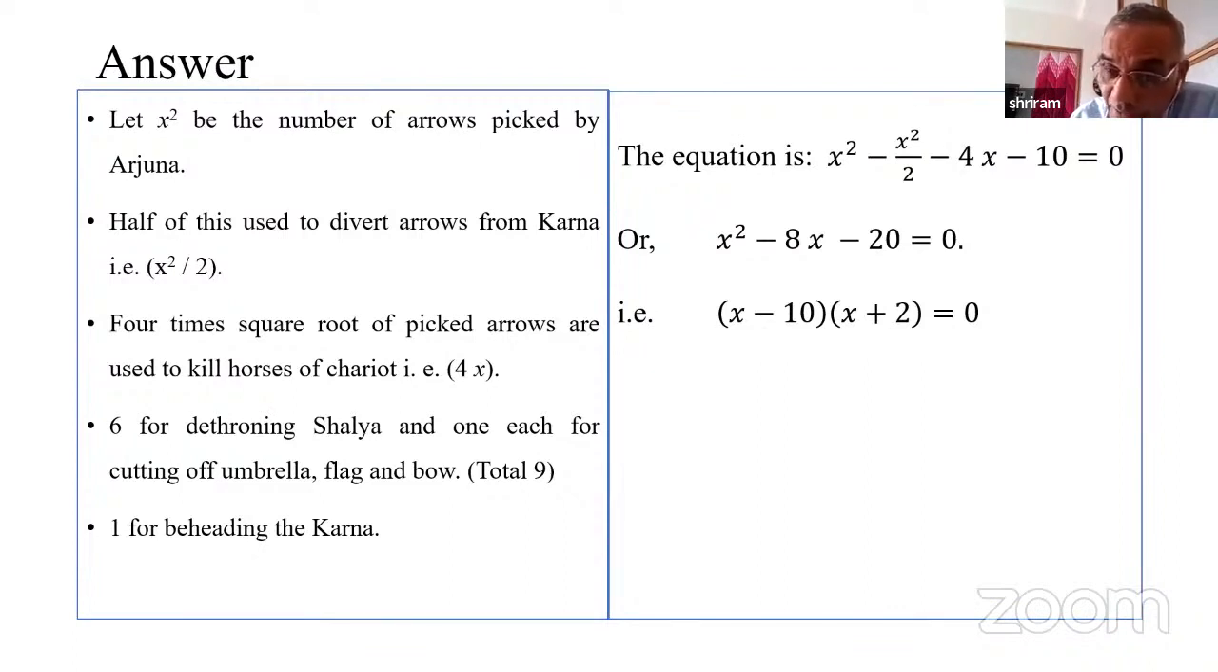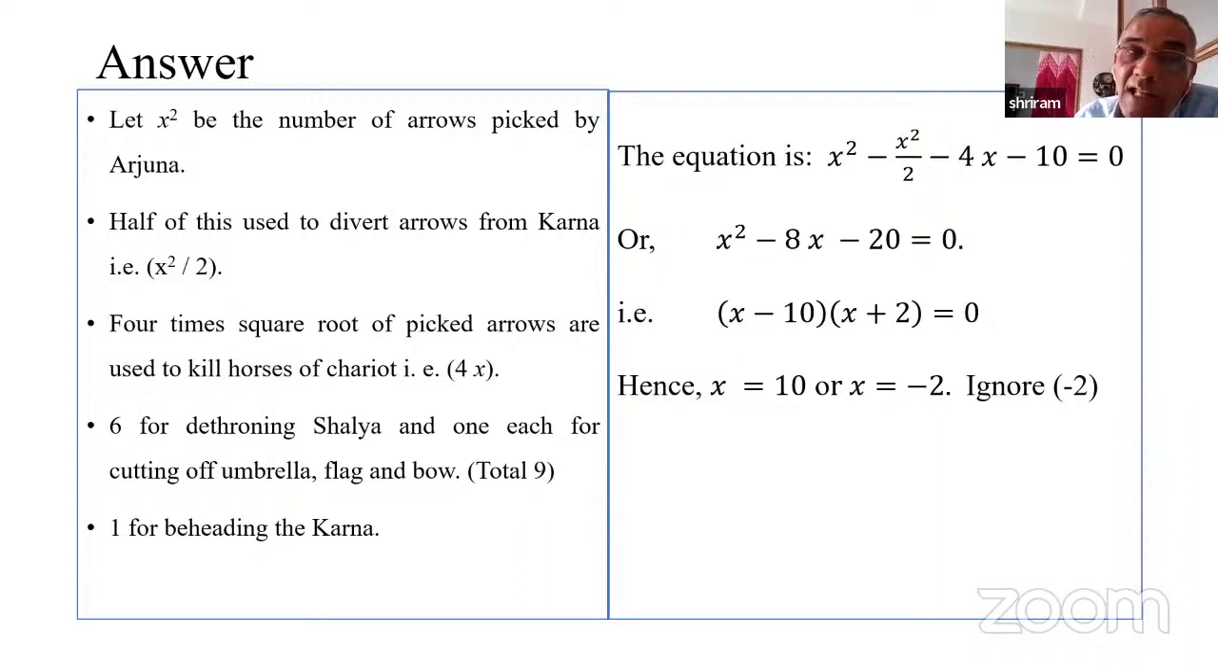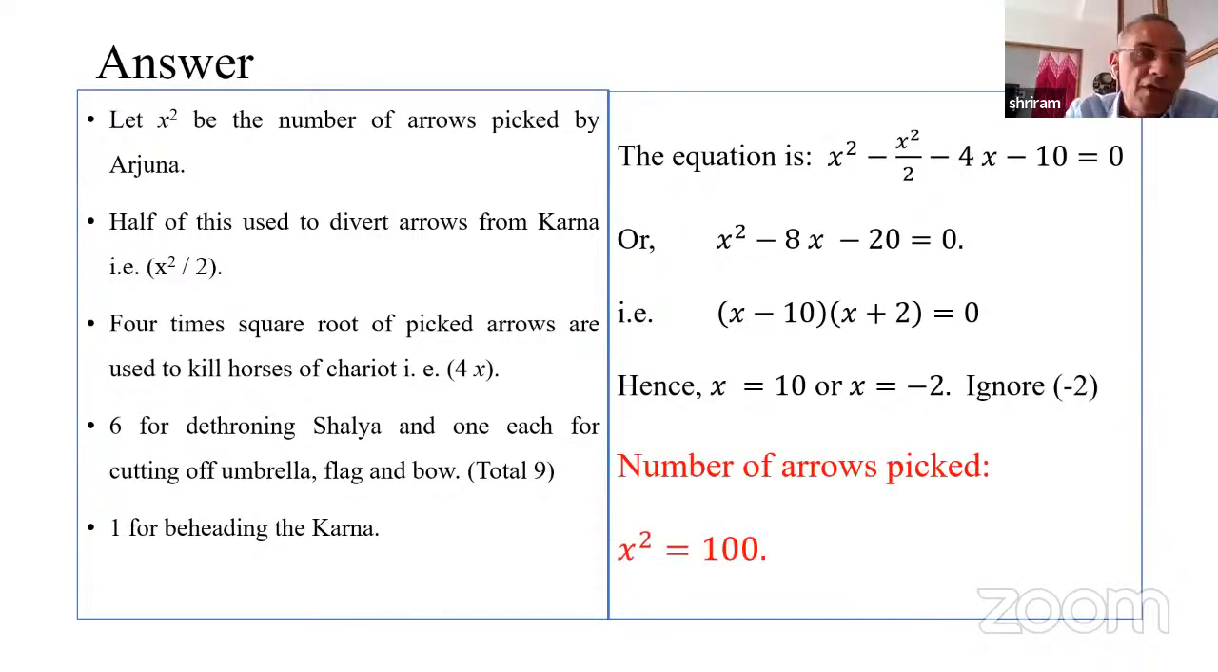Now, 2 answers: x is equal to 10 and x is equal to minus 2. Because x square is the number of arrows picked, we ignore x equal to minus 2, since minus 2 cannot be the number of arrows picked. So 10 is the value of x, but my initial assumption is that x square is the number of arrows picked. So the answer will be 100. From the given data, initially Arjuna has 100 arrows and he used 100 arrows in the sequence described in the problem.